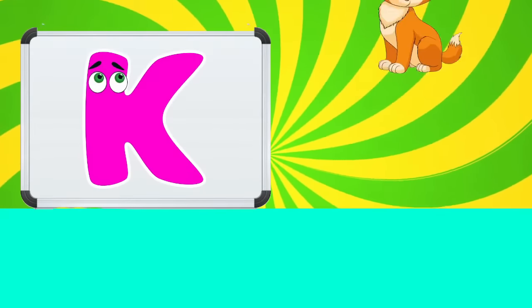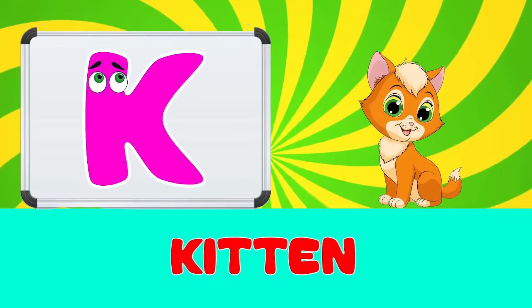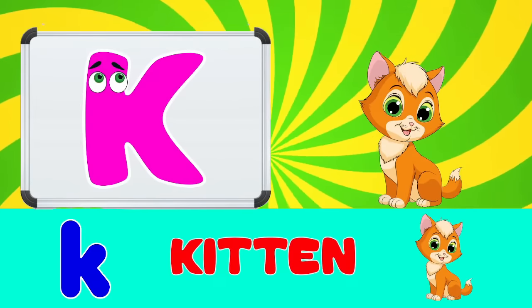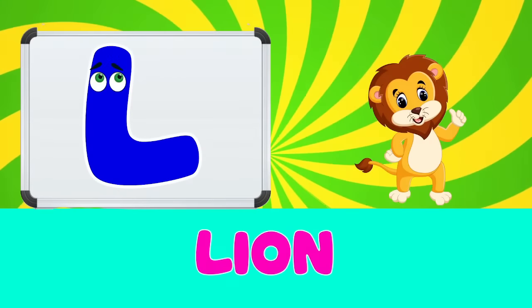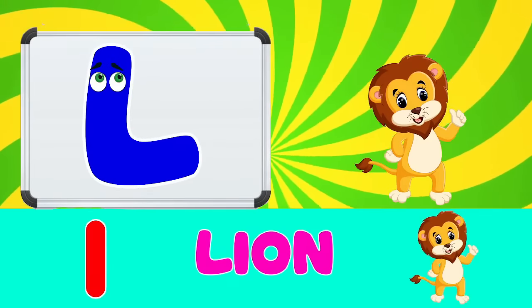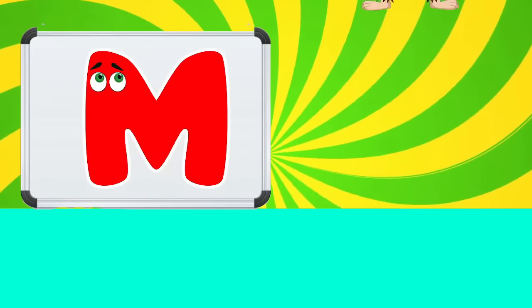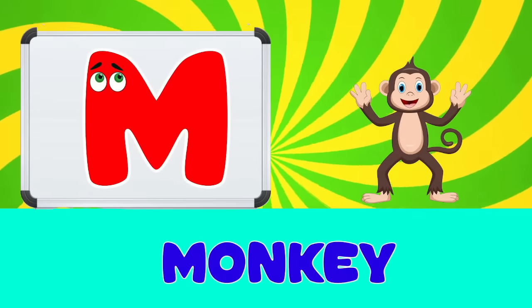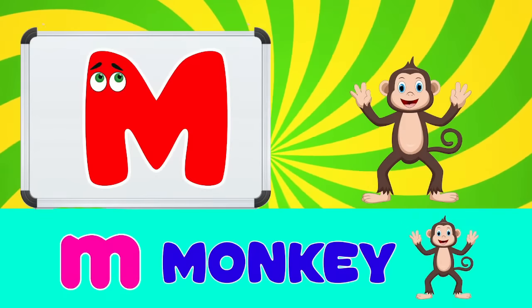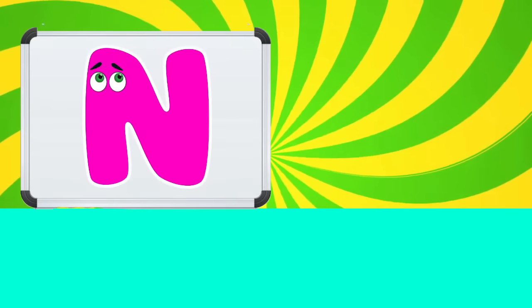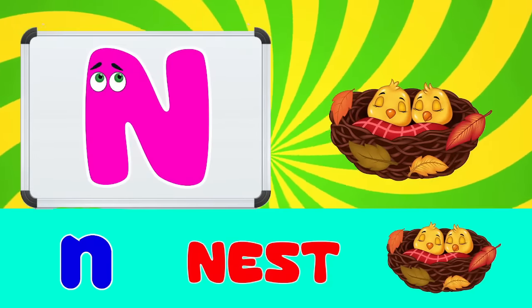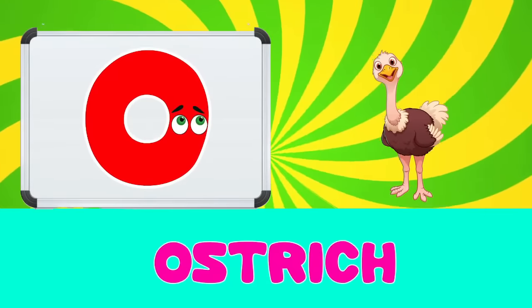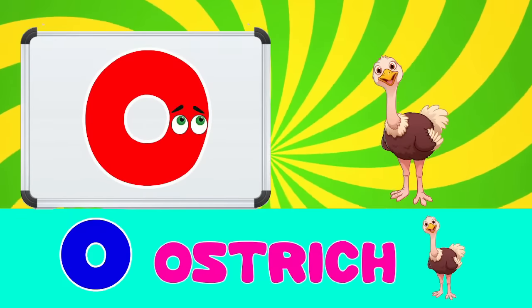K is for kitten, K, K, kitten. L is for lion, L, L, lion. M is for monkey, M, M, monkey. N is for nest, N, N, nest. O is for ostrich, O, O, ostrich.